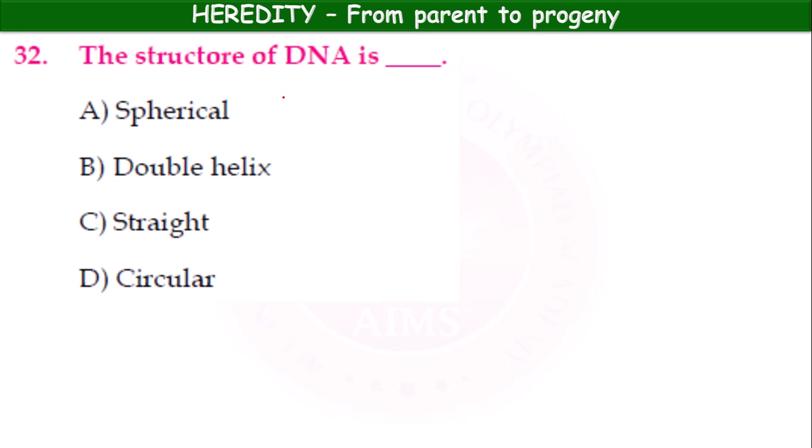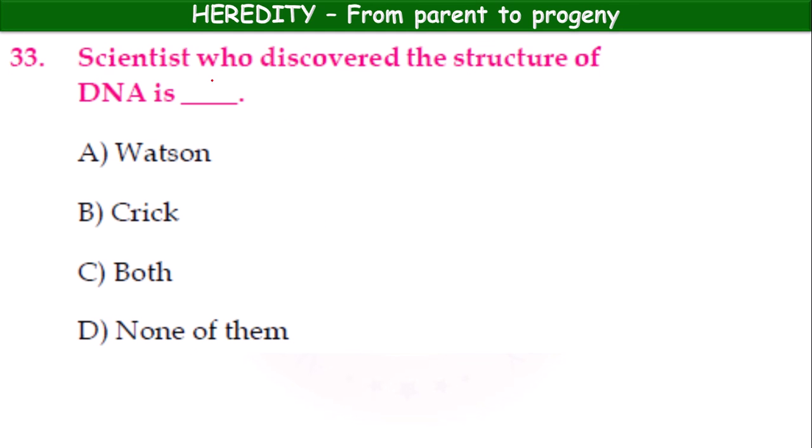Next, 32. The structure of DNA is spherical, double helix, straight, or circular. So, what is the double helix structure, children? It is not a single helix, it is a double helix structure. Who proposed this double helix structure of DNA? Watson and Crick. Option B. The scientist who discovered the structure of DNA is Watson, Crick, or both. Both. Just now we have discussed it.